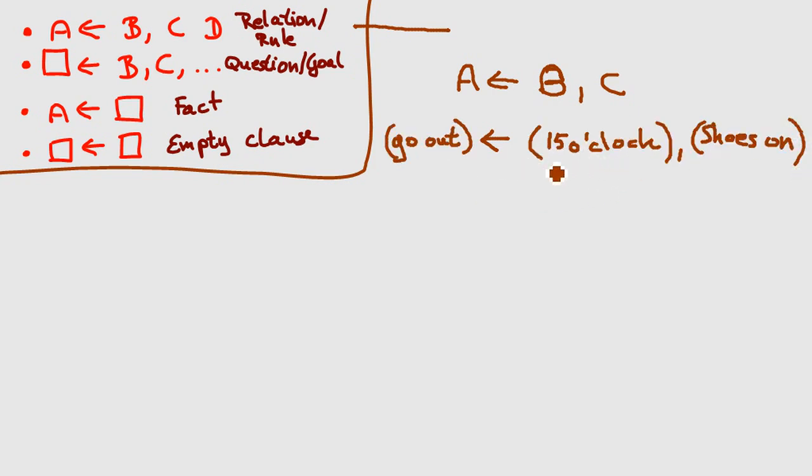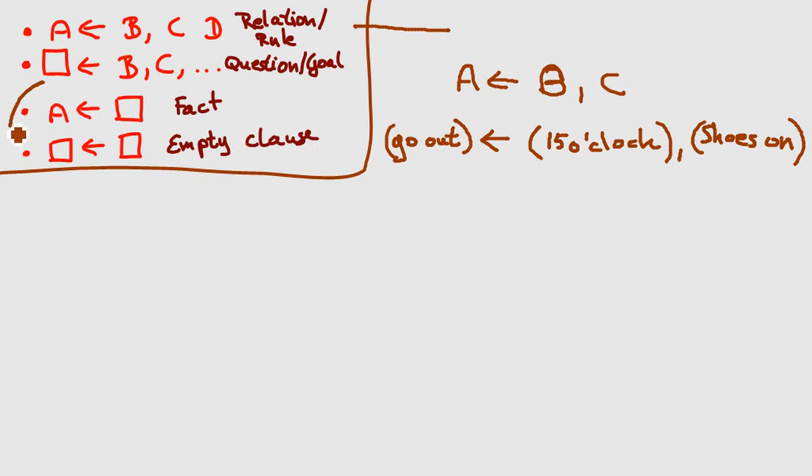You can say one atom is, it's 3 o'clock, and one atom is, I've got my shoes on. And therefore, it's clear that I go out. So this explains a relation between the time and the fact that I have shoes on and the fact that I'm going out. I hope this makes things more clear.